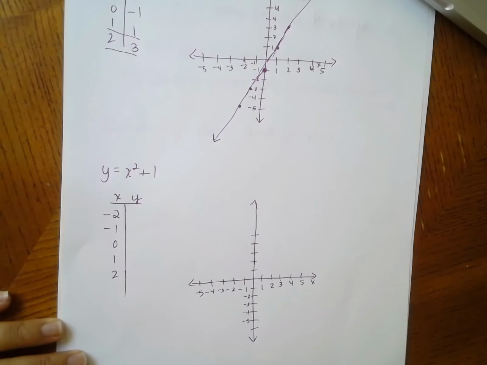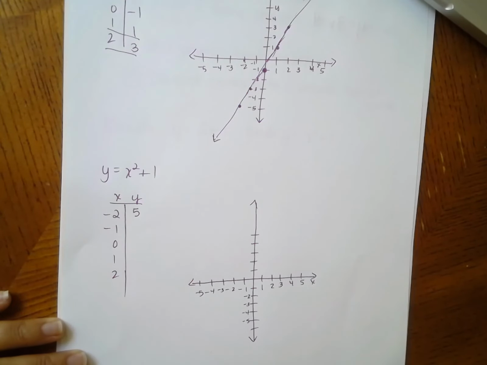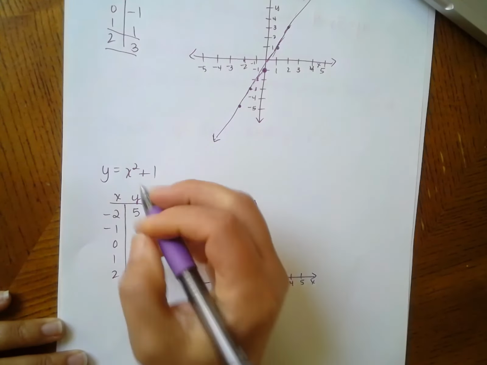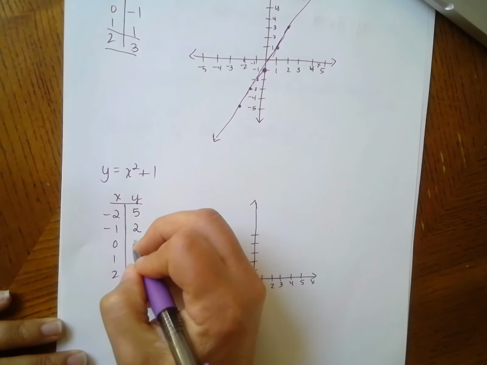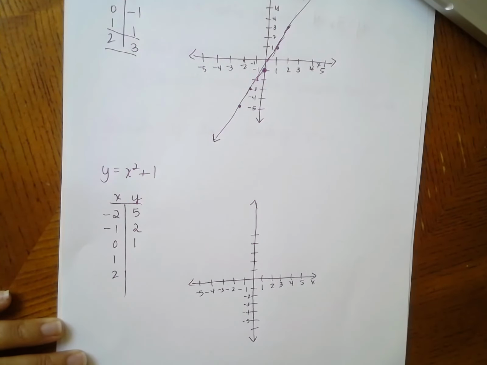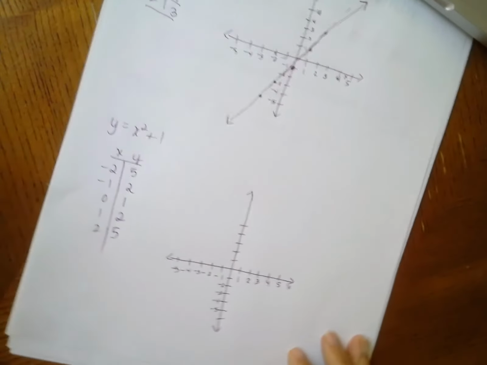I have negative 2 quantity squared, which means negative 2 times negative 2, which is 4. And then I add 1, and so this is going to give me 5. I plug in negative 1. I'm going to get negative 1 quantity squared, which gives me positive 1, and then plus 1 gives me 2. I plug in 0, and then I have 0 plus 1, which is 1. I plug in 1. 1 squared is 1, plus 1 gives me 2. And when I plug in 2, I have 4 plus 1, which is 5. So I have these points here. All right, so let's graph those.